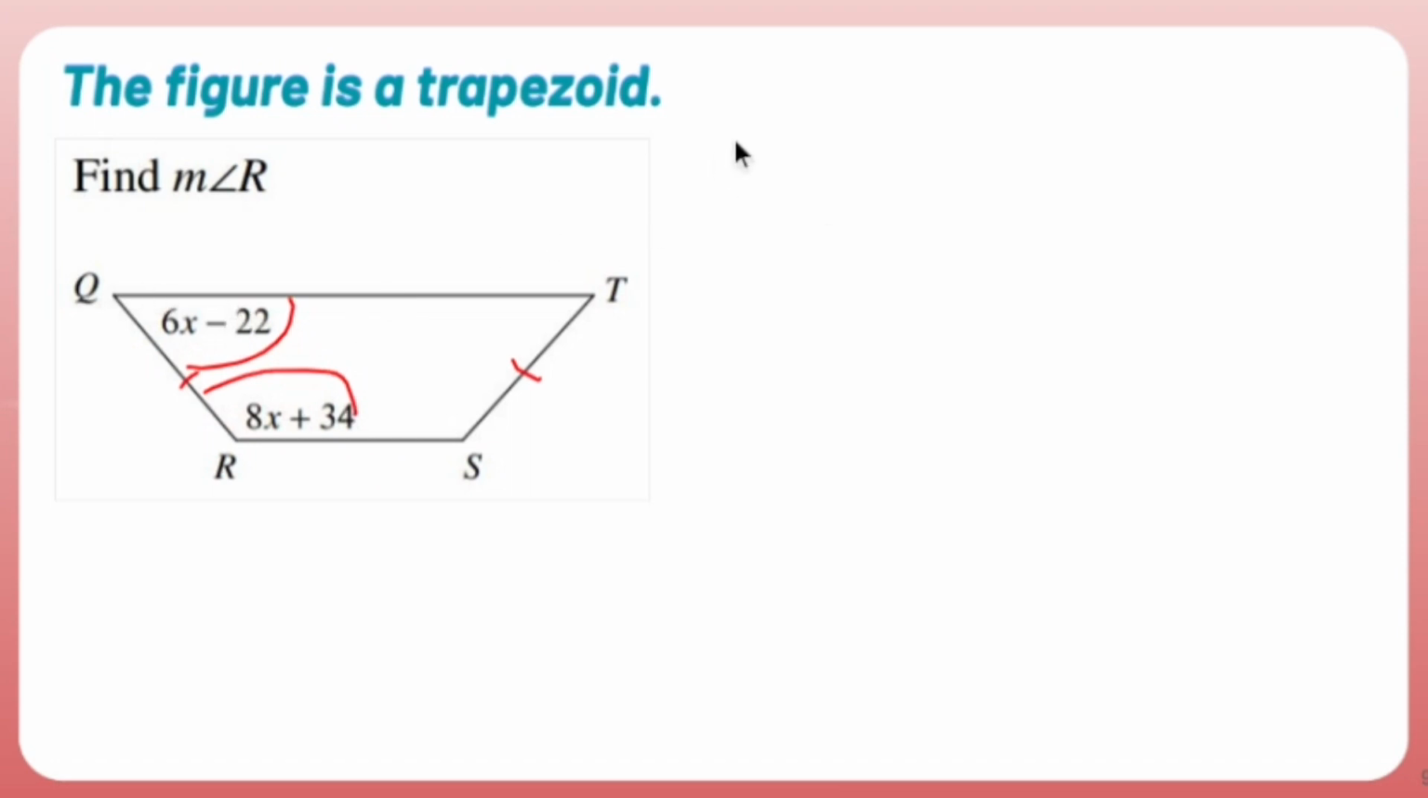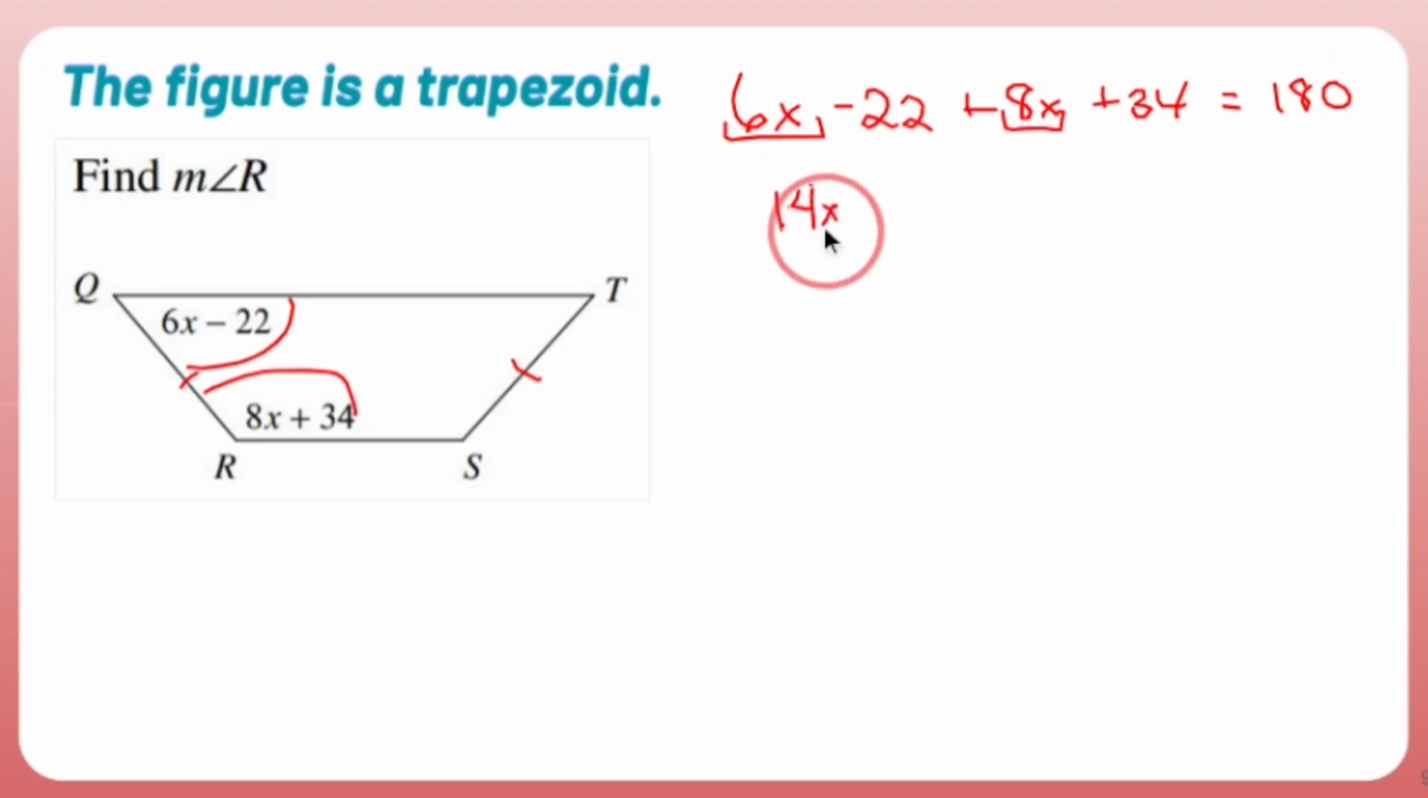So what I can do is I could say 6x minus 22, this angle right here, plus 8x plus 34, angle R, both of those add up to 180 degrees. So I can combine like terms, 6x, 8x, 14x, minus 22 and positive 34 is 12. That's going to equal 180. And I have myself a two-step equation.